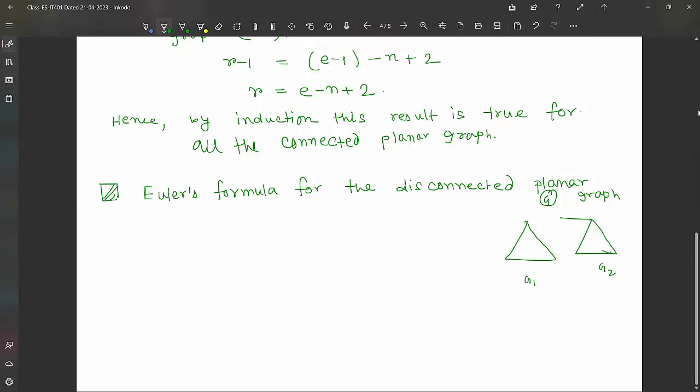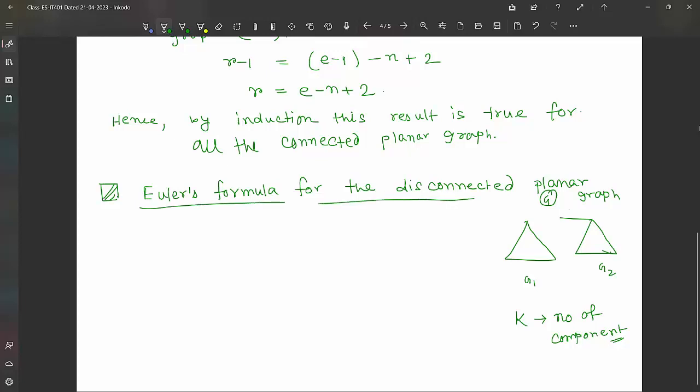Now in this graph, Euler's theorem also holds, but here you will get another new term, which is k. K is the number of components. Component means the number of connected graphs in a disconnected graph. So in this disconnected graph there are 2 connected graphs, and that's why the number of components is 2 here.